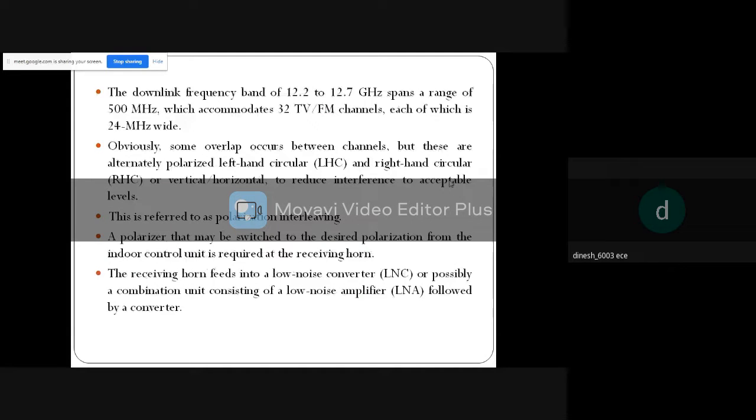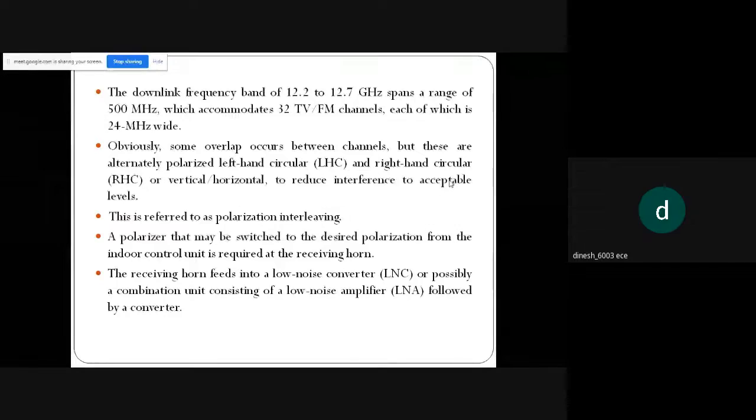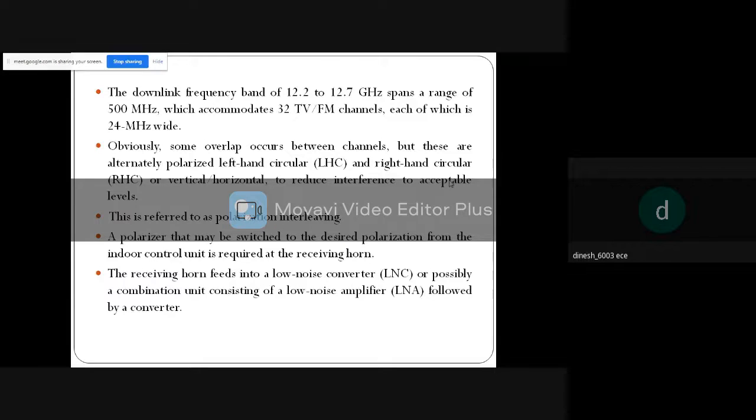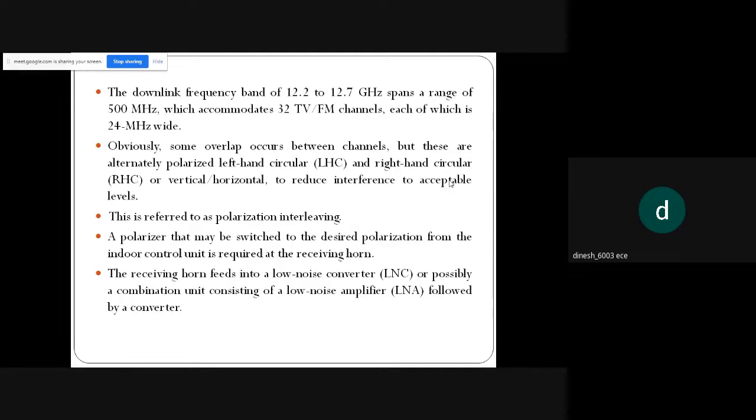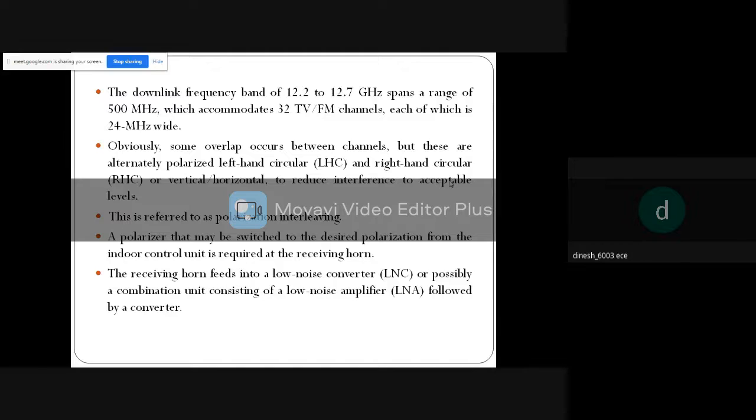The downlink frequency of 12.2 to 12.7 gigahertz, a range of 500 megahertz, can accommodate 32 television or FM channels, in which every channel is 24 megahertz wide. Some channels may overlap by using left hand circular or right hand circular polarization, or vertical or horizontal polarization, to reduce interference to an acceptable level. We call this polarization interleaving. This polarizer may be switched to the desired polarization from the indoor control unit, as required at the receiving horn.